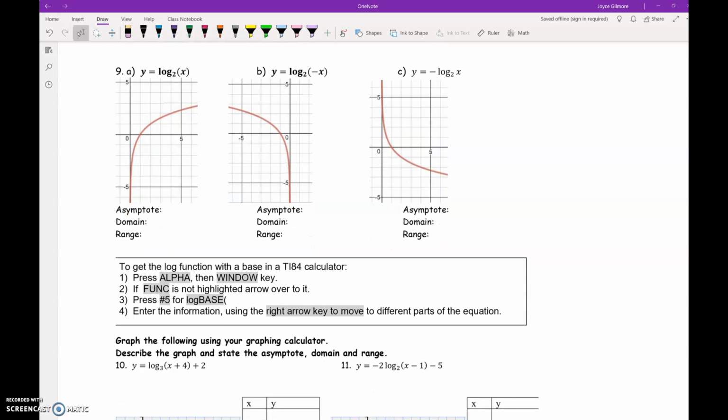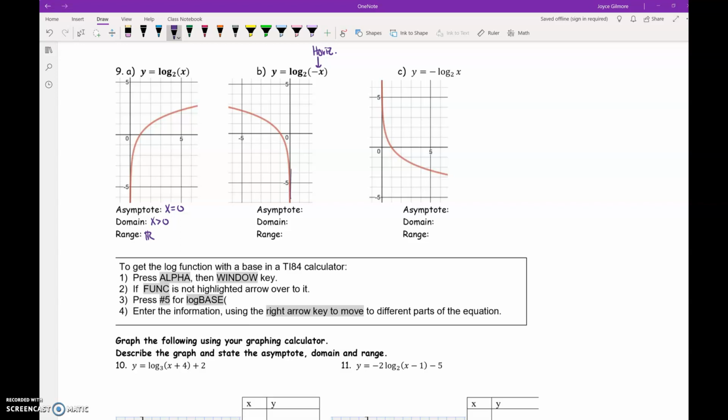Here again is y equals log base 2 of x. We can just fill this in really quick. What happens if there's a negative inside with the x? If there's a negative inside with the x, that is going to be a horizontal flip. Anything that happens inside the parentheses is going to be a horizontal change. It's either going to move it left or right horizontally, or it's going to flip it horizontally.